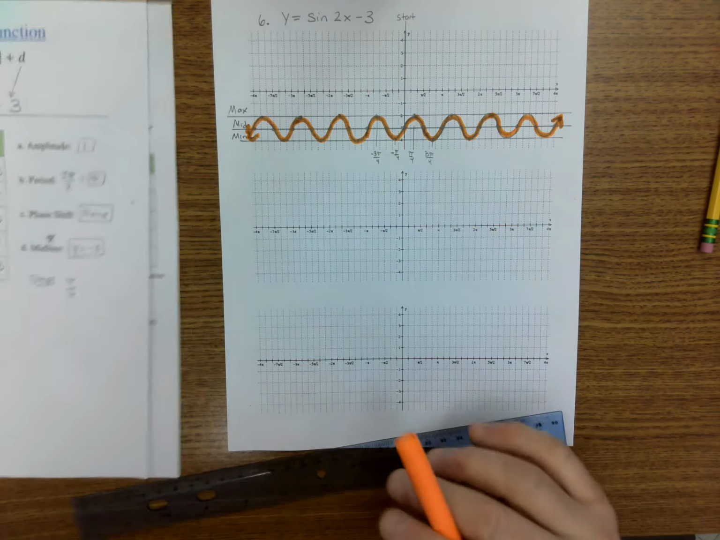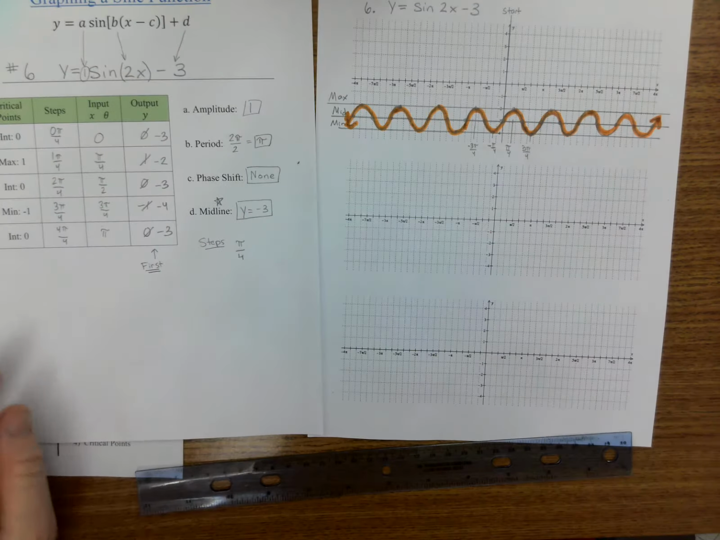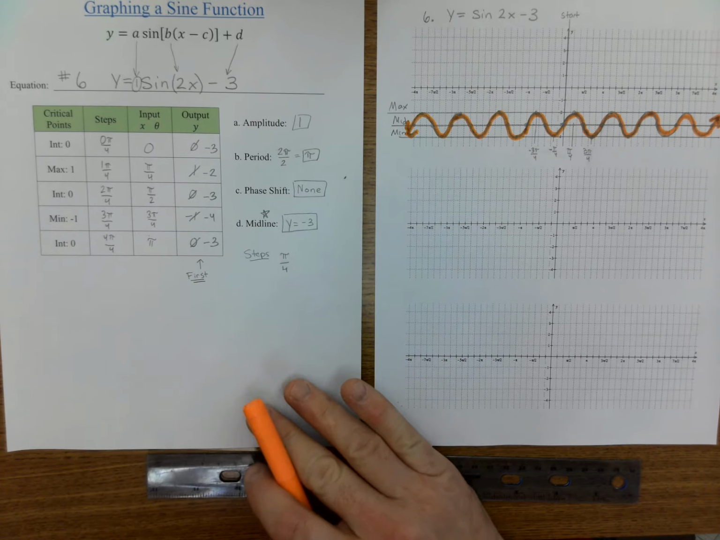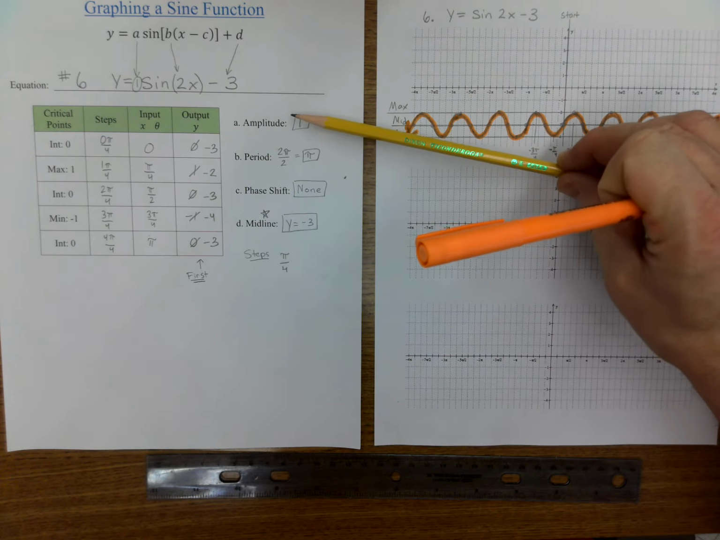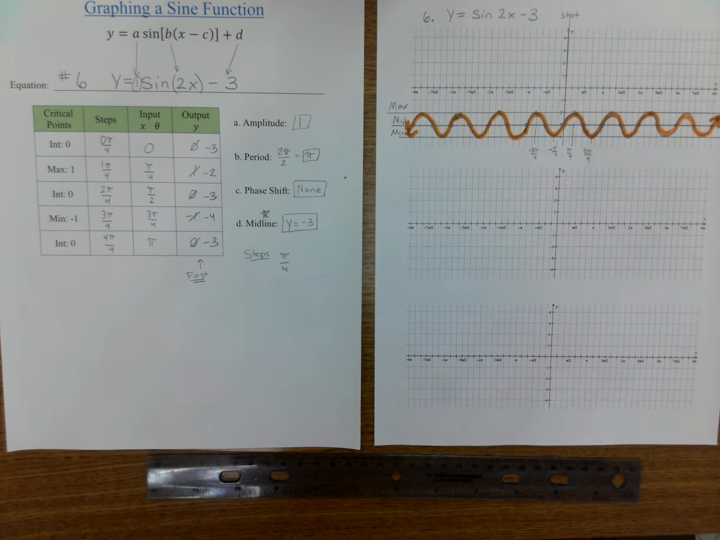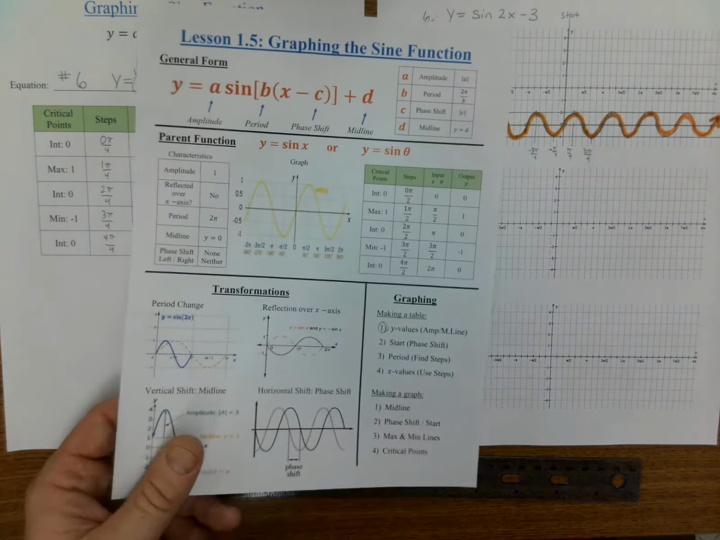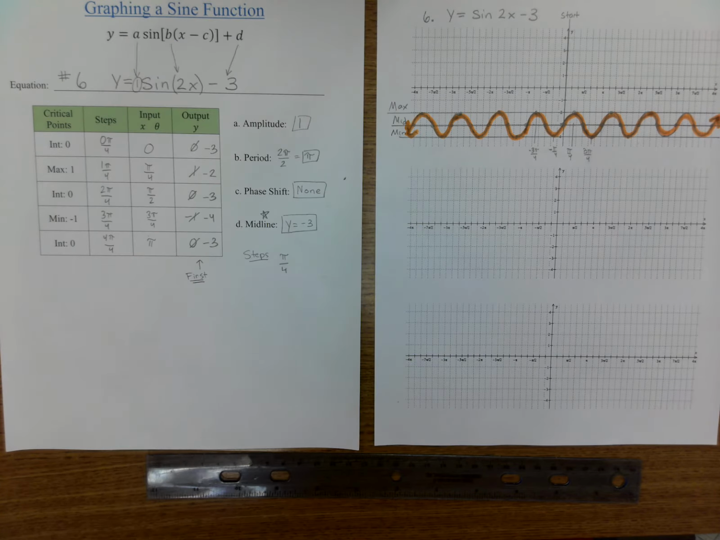All right, I hope this helps. The key is always go back and make this table. Take the time to fill out all these points. Take the time to determine what the variables are doing to the transformations of the graph, and always use a reference sheet if you need to.